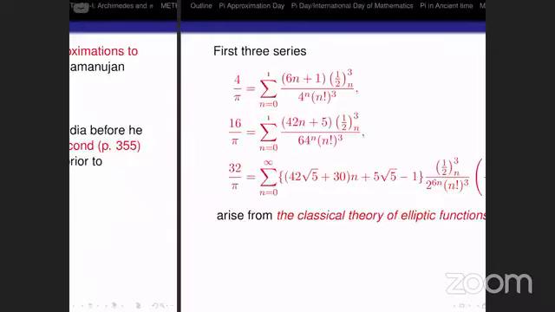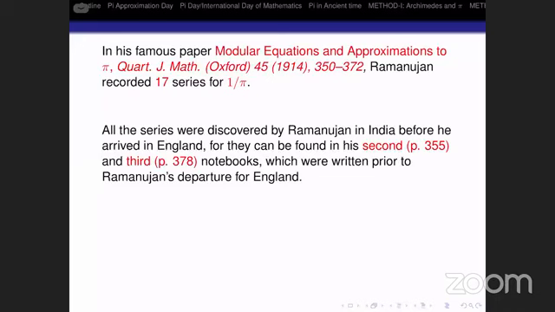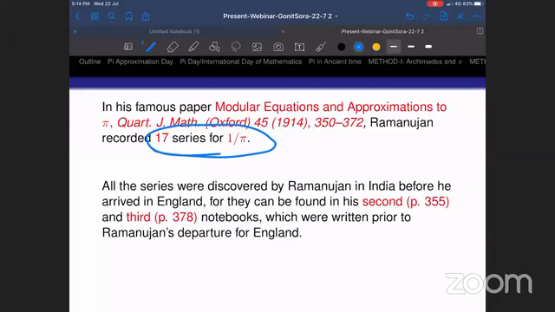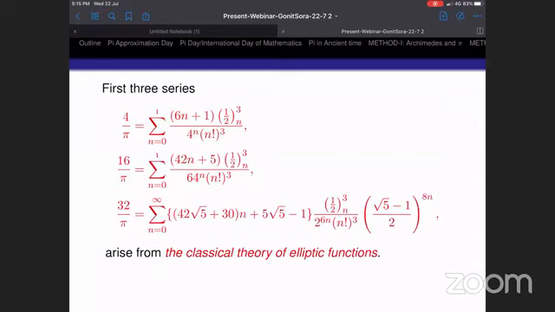In his famous paper, modular equations and approximations to Pi in 1914, Ramanujan recorded 17 series for 1 over Pi. And actually all these series were discovered by Ramanujan in India, before arriving in England, because these were also found in the second and third notebooks. The first three formulas are these. And he said that these actually arise from the classical theory of elliptic functions. I'm not going to explain all these theoretical things, but you can just feel the flow of how it is going. So these are the first three series in the classical theory, and he gave actually 17 series.